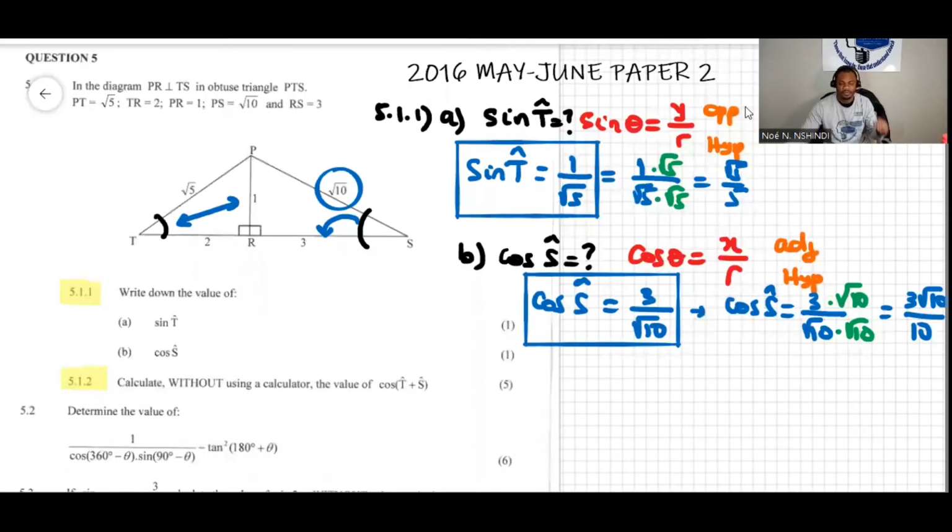And then question 5.1.2 says calculate without using a calculator the value of cos t plus sine S. I'm going to write here question 5.1.2. So we are looking for the value of cos of t plus S, angle t plus angle S, without the help of a calculator. We have a compound angle here because it is a sum of two angles, t and S.